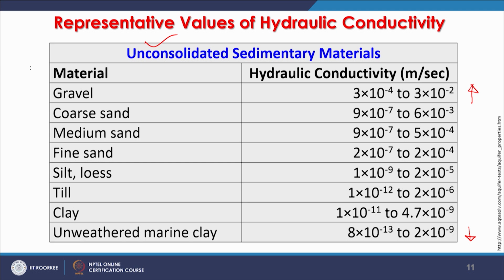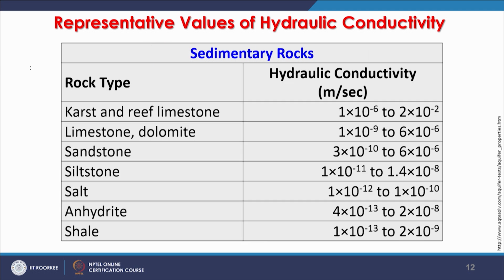So, if I have medium sand, then depending on the compactness, sorting and other things, nonetheless we can expect that it would be in the range of 9 multiplied by 10 to the power minus 7 to 5 multiplied by 10 to the power minus 4, of course in meters per second. So, that kind of hydraulic conductivity we expect depending on the unconsolidated sedimentary materials.